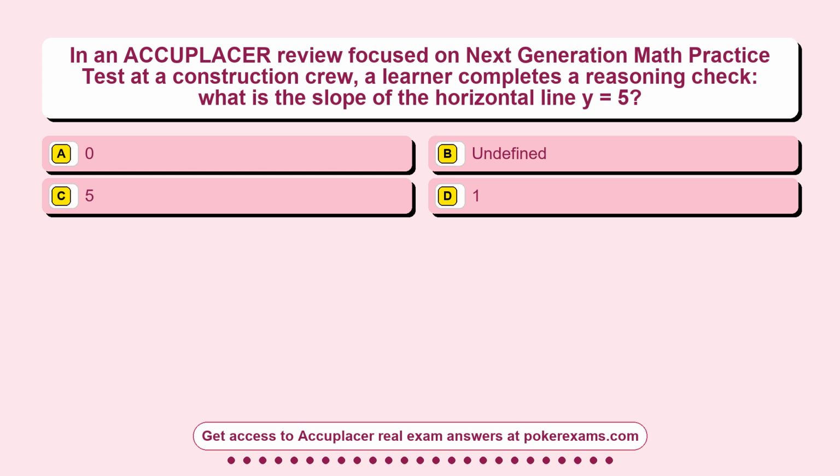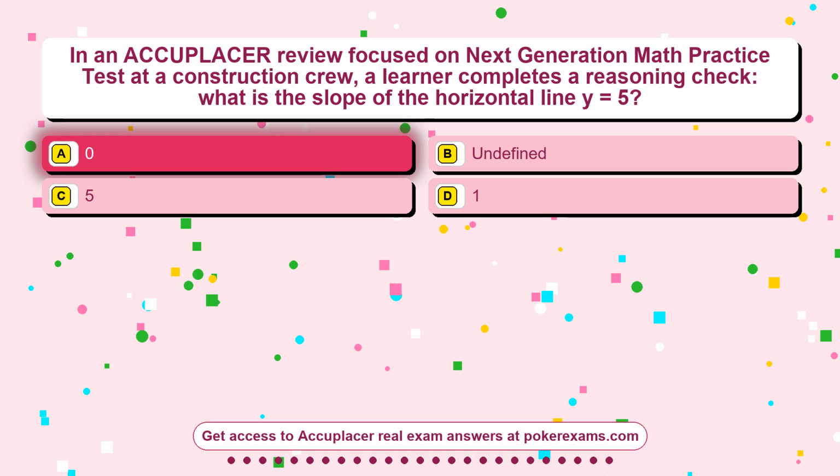Question 5. In an Accuplacer review focused on next generation math practice test at a construction crew, a learner completes a reasoning check. What is the slope of the horizontal line y = 5? Option A, 0. Option B, undefined. Option C, 5. Option D, 1. The correct answer is option A, 0.